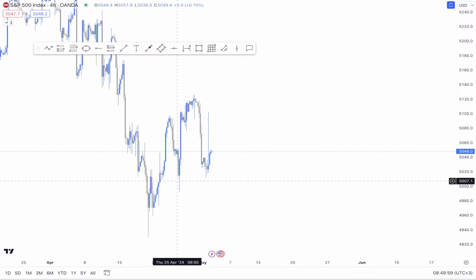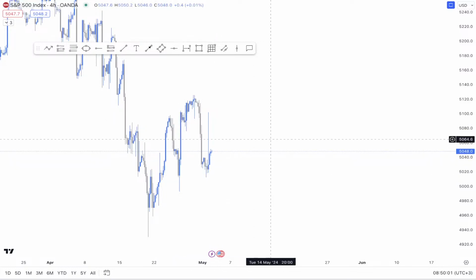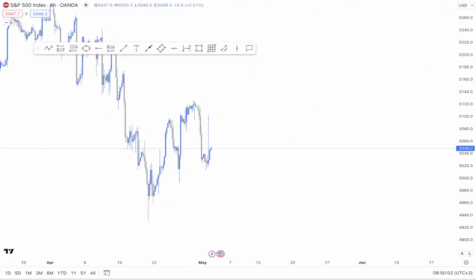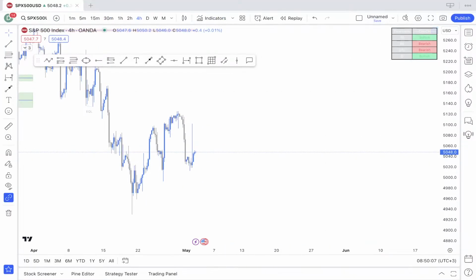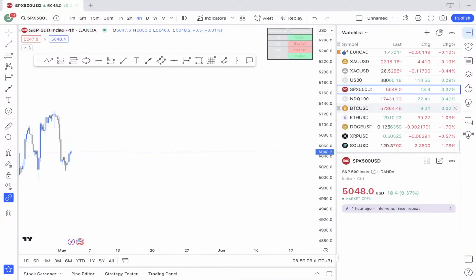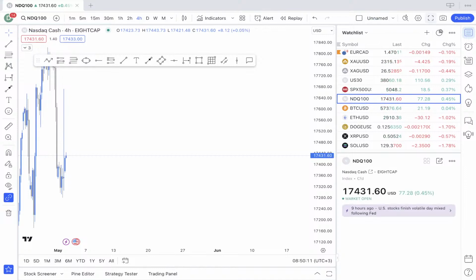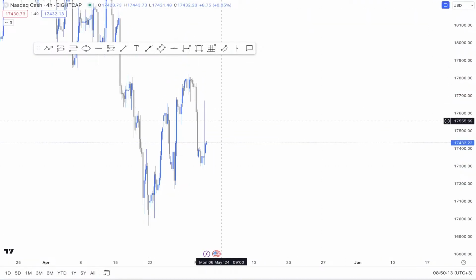We have some huge wicks. Like I said, price was affected by the high impact news from yesterday. So we just play it safe and simple. We just leave the chart as is and move on to the final indice, which is NAS 100, which again is pretty much in the middle of nowhere.